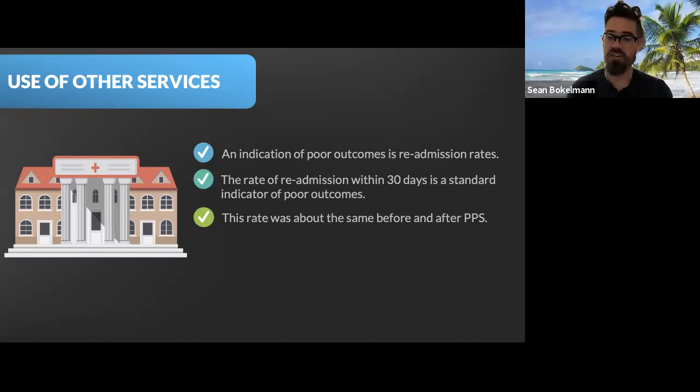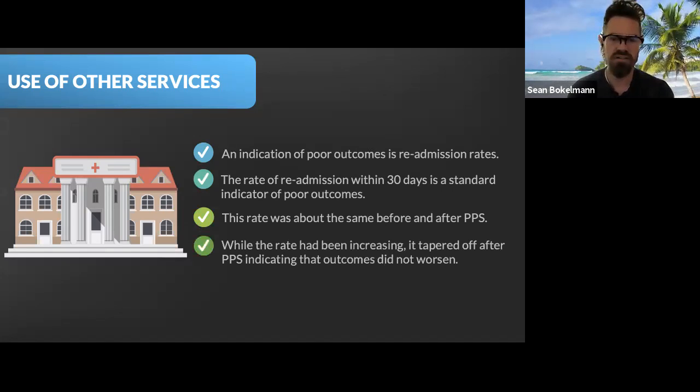And what the commission found was that the rate was relatively the same before and after the PPS. So it appears that there actually was no increase in poor outcomes as predicted by the system's opponents. And furthermore, the rate of readmission had actually been increasing up until the point of the PPS being introduced, and then it began to taper off after, which is basically indicating that outcomes did not get worse. In fact, they maybe even improved a little bit.